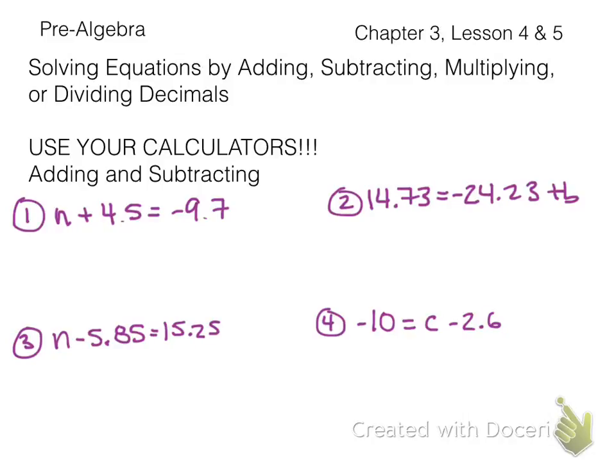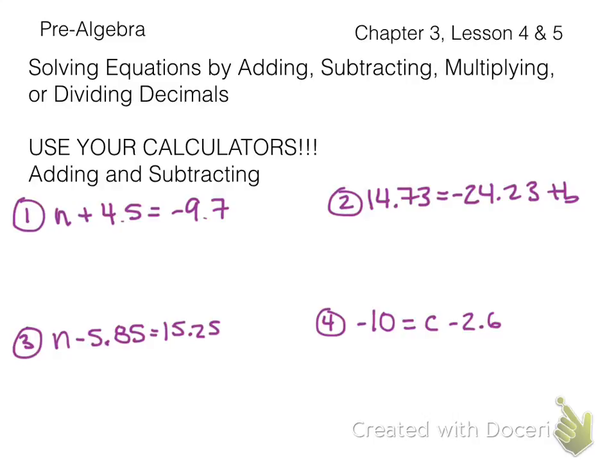This recording is for pre-algebra, chapter 3, lessons 4 and 5: solving equations by adding, subtracting, multiplying, or dividing decimals. This should be review because basically it's just solving for a letter, but there just happens to be decimals instead of integers. So make sure you use your calculator so that you're getting the correct answer.